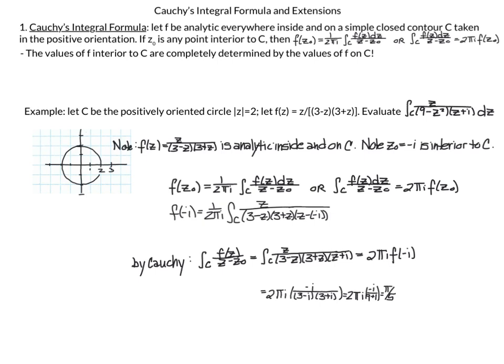So now by Cauchy, I have f of negative i times 2 pi i is equal to my integral. So now my integral is equal to 2 pi i times f of negative i. So I plug in negative i into f, and I get negative i. 3 minus negative i gives me 3 plus i. Here my 3 minus i gets brought down, and that will give me pi over 5, and that will be equal to my integral.